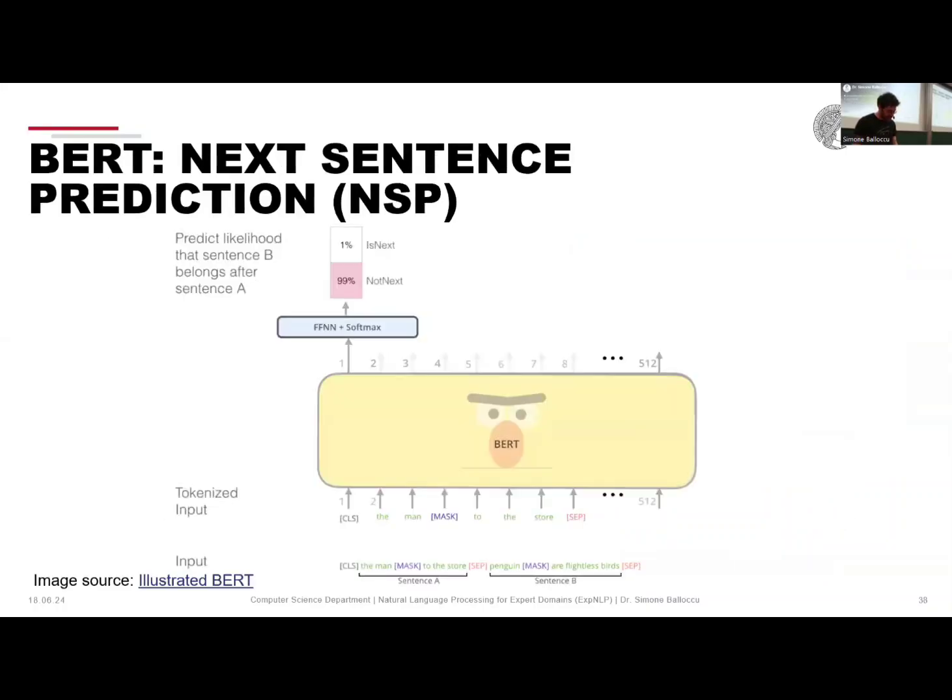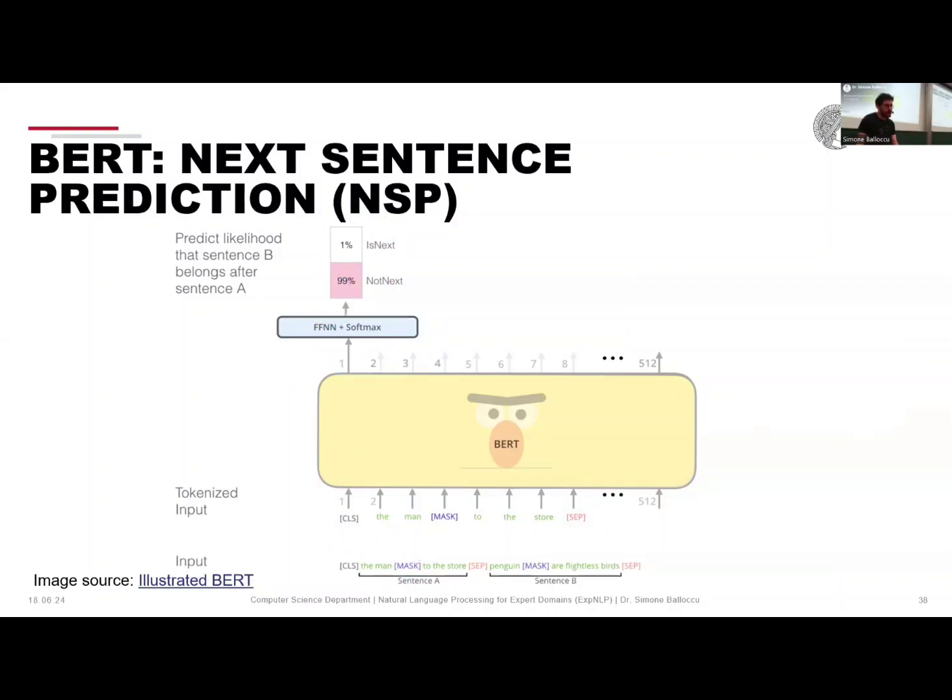And this again is a representation. You have your sequences: the man, something to the store, penguin, something, are flightless birds. So we are combining the two things: at the same time masking and then putting the separator and the CLS. Of course, we have the softmax at the token level, where we predict what the masked token actually is. And then we have another softmax here at the CLS token level, which predicts a probability over only two options, which is next or is not next.